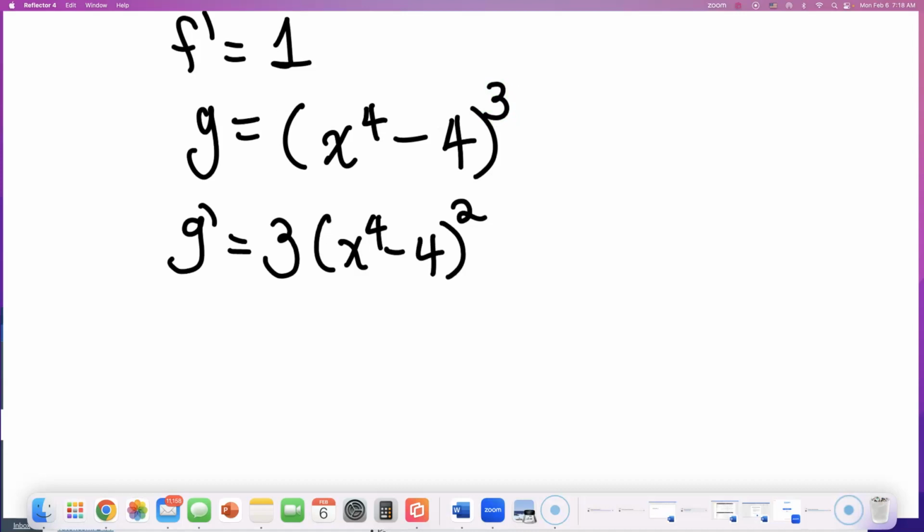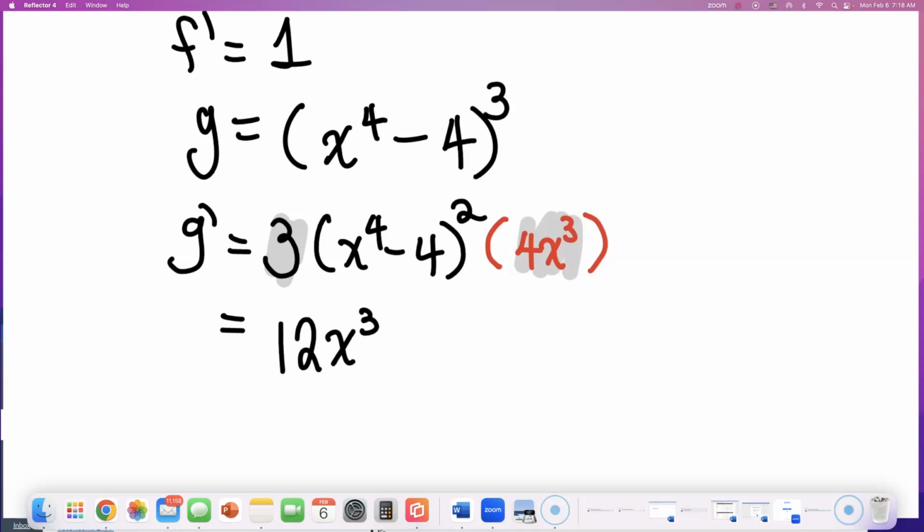And that's going to be what? 4x cubed, right? Now, let me multiply this 3 and this 4x cubed and say that my g prime is equal to 12x to the 3rd power times this right here. Ta-da! So I got all my pieces ready.